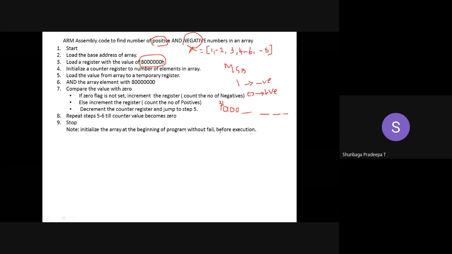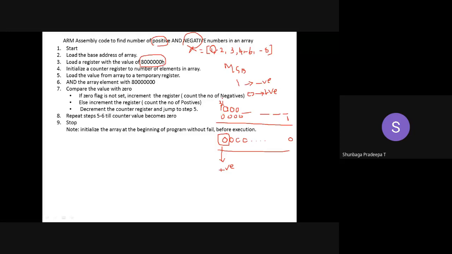What we can do is take the first element from the array and convert it into binary. Since it is 1, your LSB bit alone will be 1. So we perform an AND operation, and you will get all bits 0. If the resultant after AND is 0, it means it is a positive number.